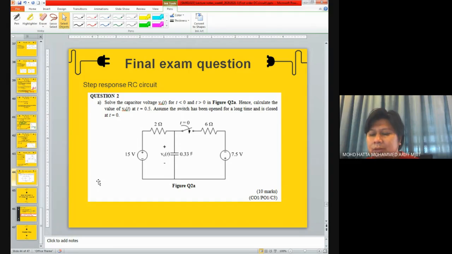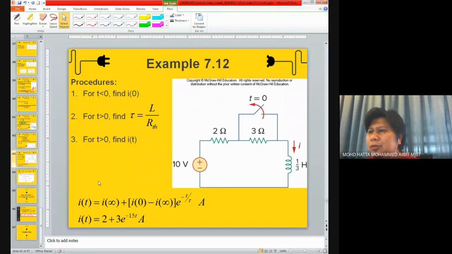So in summary, the way we analyze first order circuit, what we need to do is try to follow the procedure, follow the parameters that we need to identify based on the final equation for the current flowing through our inductor or voltage across our capacitor. That's the general idea on how to solve first order DC circuit.